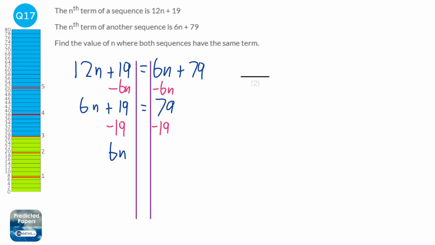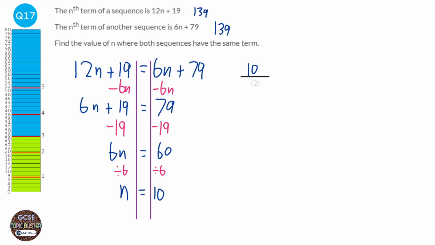And so we've got 6n equals 79 take away 19, which is 60. And finally we just go divide the 6. And so that would be n equals 10. So the value of n is 10. Now we can just test this, because if you do 6 times 10, which is 60, 60 plus 79, which would be 139. And then if we do the same for the top one, 12 times 10, which is 120, plus 19, which is 139. So they both have the same term when n is 10.